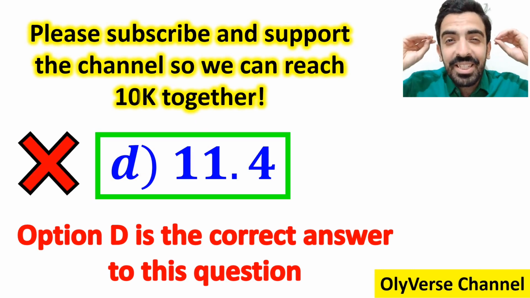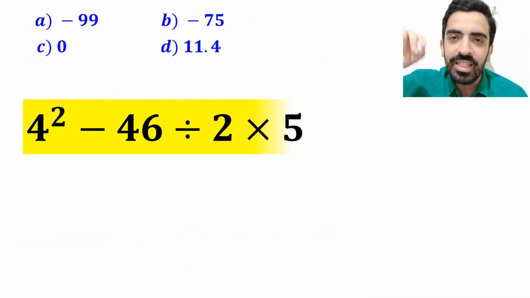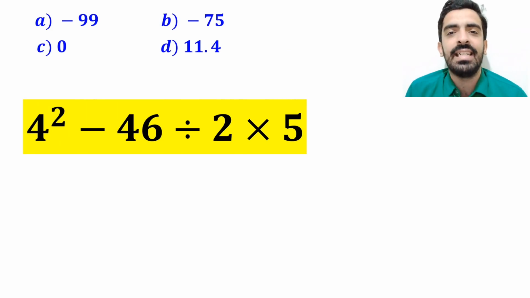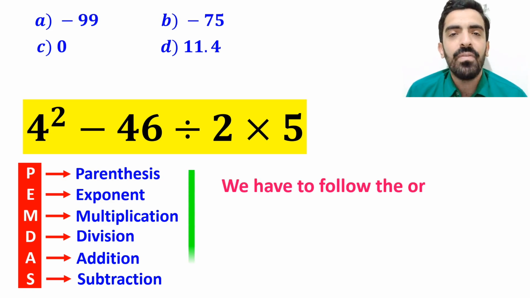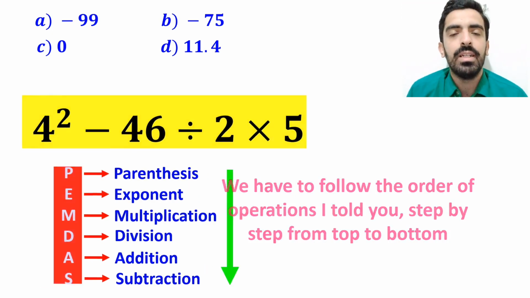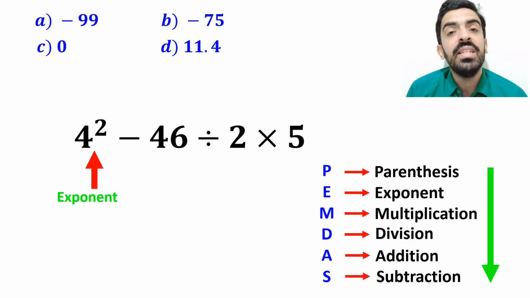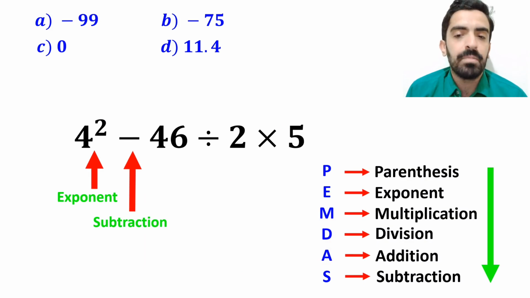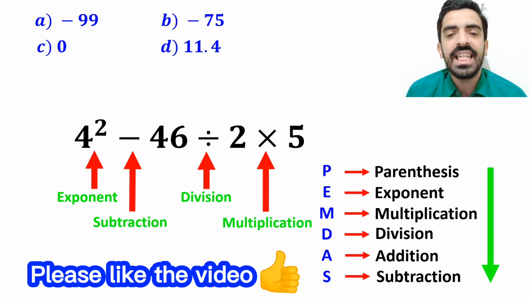However, that's definitely wrong. Alright, now let me walk you through step by step how to solve this expression correctly. To solve this question, we must follow the PEMDAS rule. We have to follow the order of operations I told you, step by step from top to bottom. Okay, as you can see in the image, in this expression, first we have an exponent, then a subtraction sign, followed by a division, and finally a multiplication.